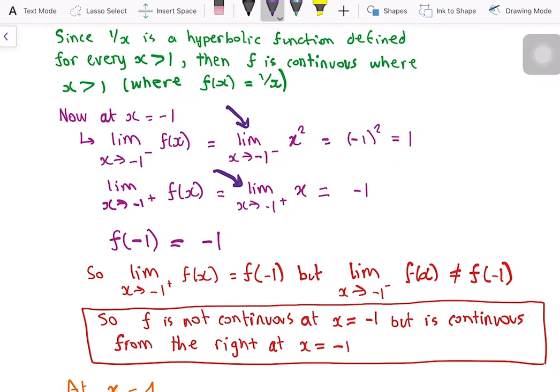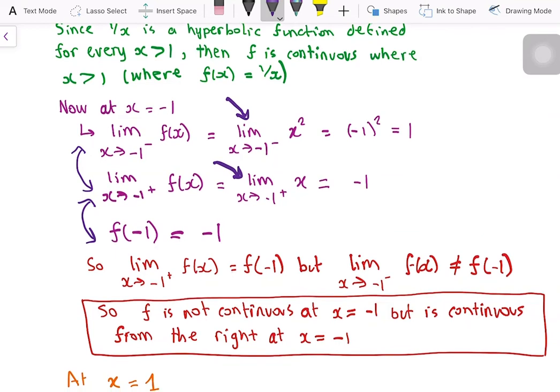So if we combine this information, since the left and right hand side limits are not equal, it means f is not continuous at x equals -1. However, since the right hand side limit is equal to the value of f at -1, this means f is continuous from the right at x equals -1. But since the value of the left hand side limit is 1, it means it is not continuous from the left.